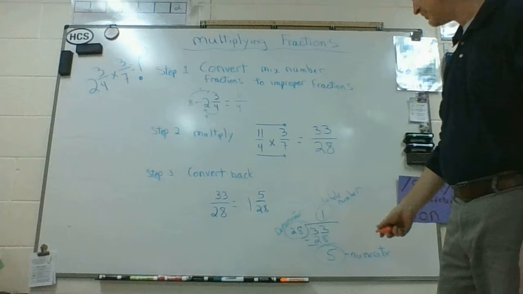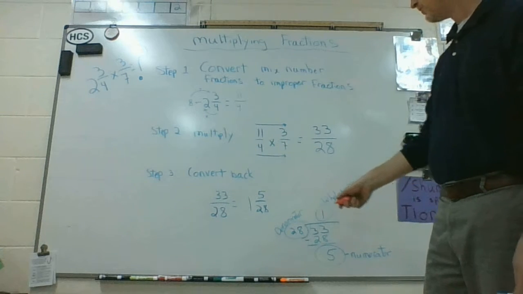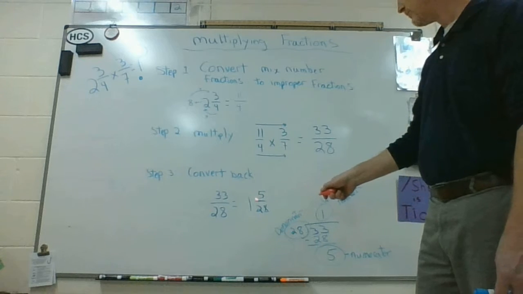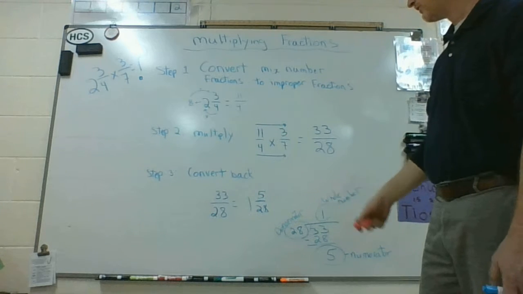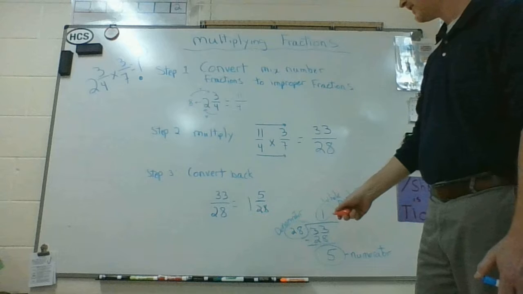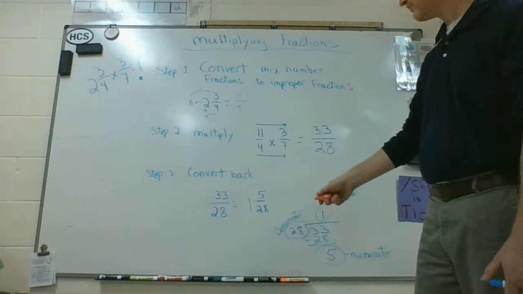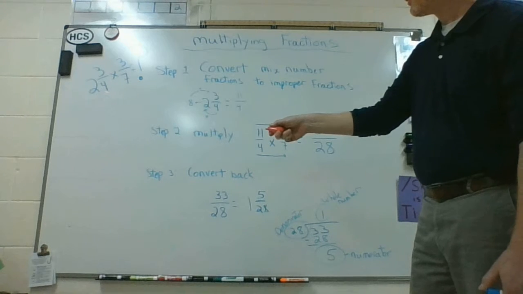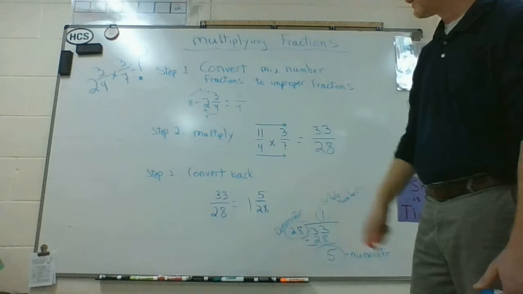So I've got everything labeled here. So it goes in one time. That's our whole number right there. 5 is left over. That's our numerator right there. And we already know the denominator stays the same. So your answer is 1 5/28. That is less than 2 3/4, so that makes sense, and that's our final answer.